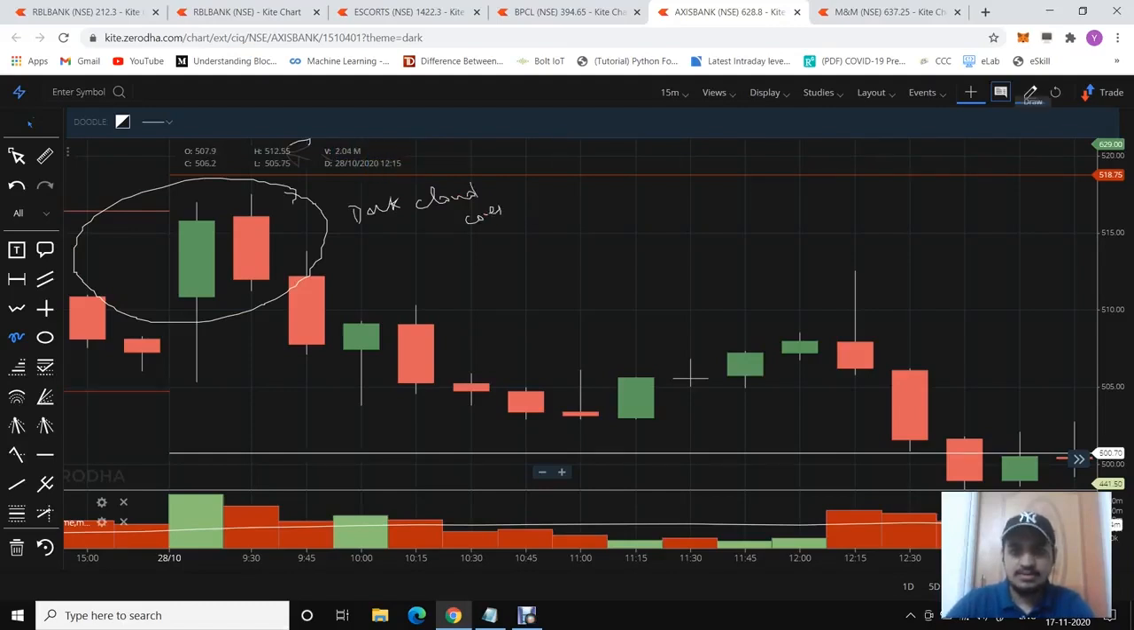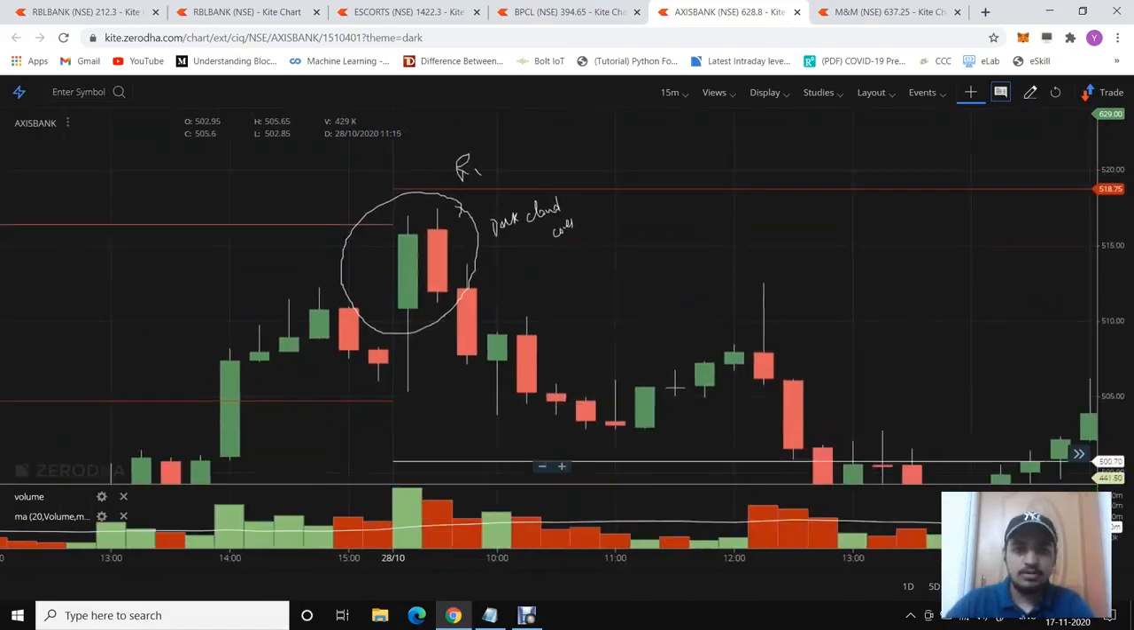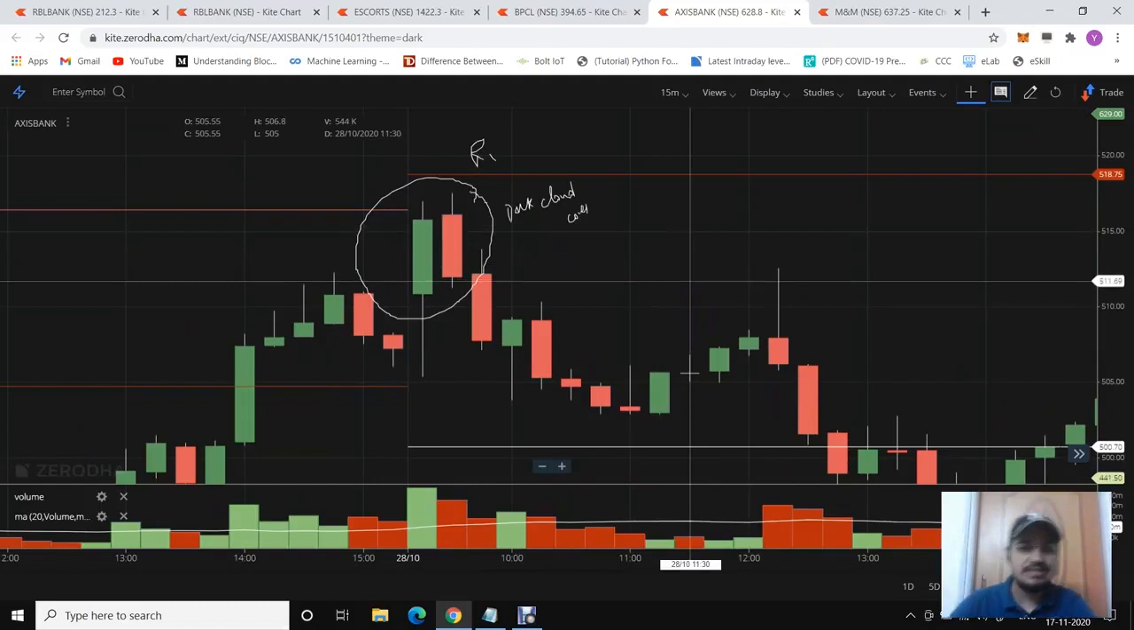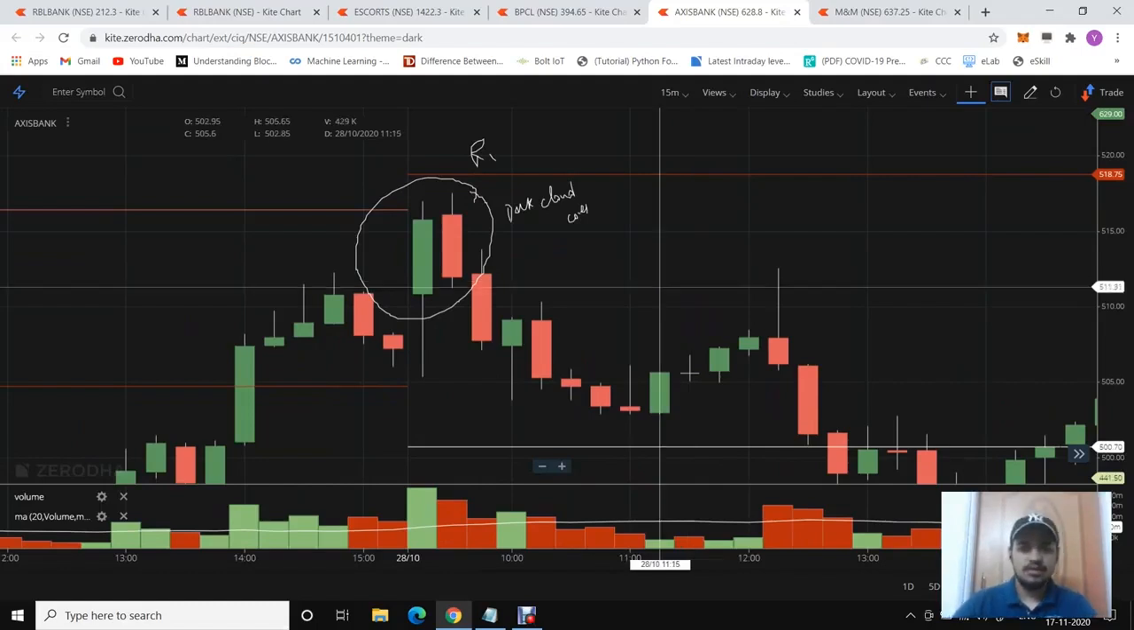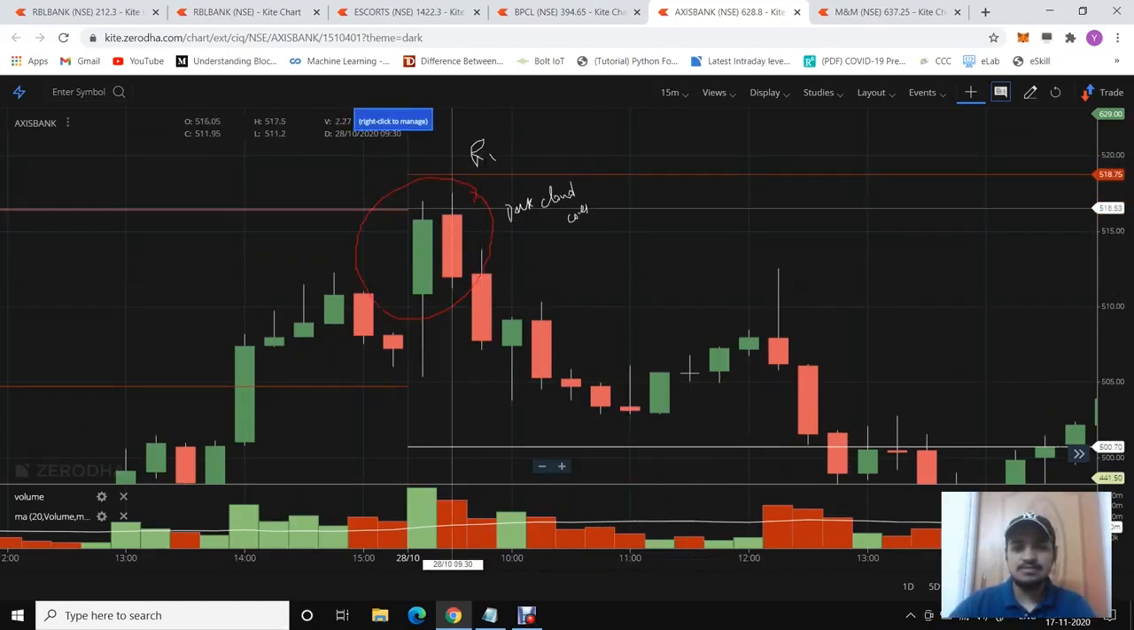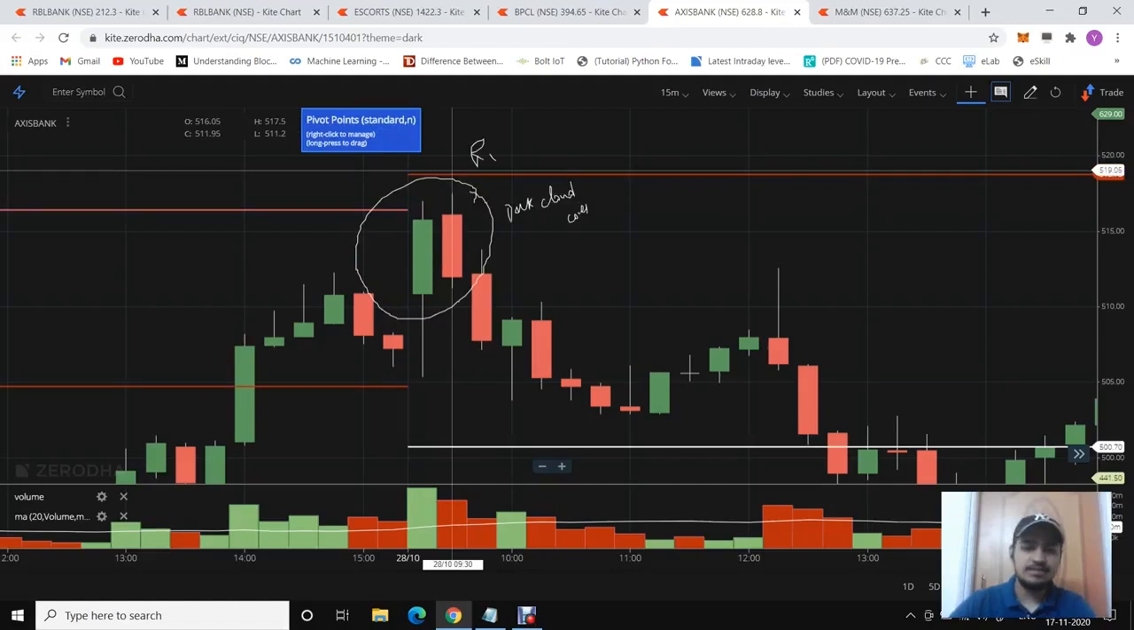And it is near your R1. Now you can say that yes, it has not tested R1. Then do we still go for the trade? Yes, you can. In this case as well you can go for the trade, although it has not tested R1, but it is forming a bearish pattern near the resistance. So it is still fine, you can go for this.